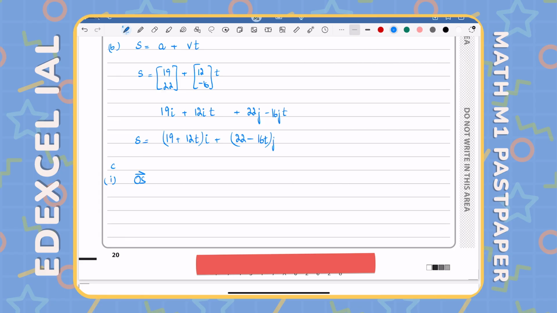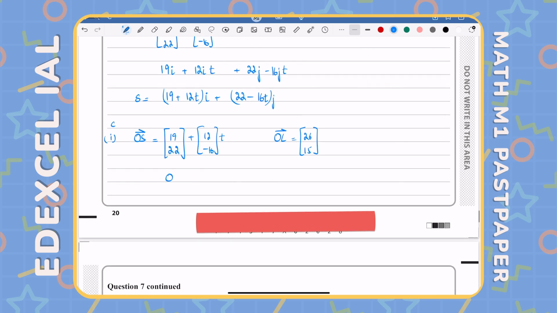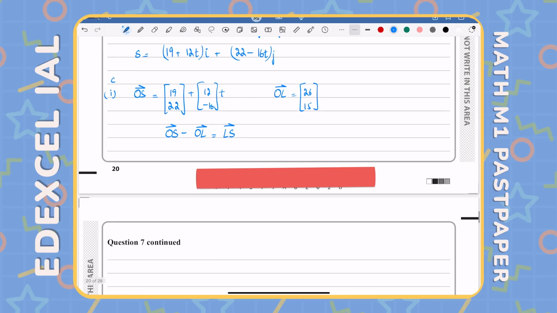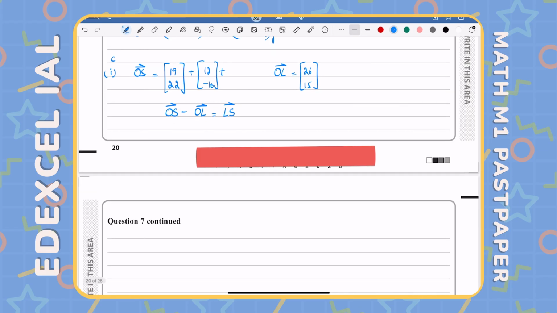So here's OS, which is basically the position vector of the ship at time t. So 19, 22 plus 12 and minus 16 times t. And then OL, which is basically the position vector of the lighthouse. Now, obviously, the lighthouse is stationary, it's not moving anywhere, so it's just going to stay where it is. There is no velocity multiplied by time. Now, if I want to find out how far away they are, all I have to do is subtract the two vectors. You can subtract them in any order, because how far away the lighthouse is from the ship is the same as how far away the ship is from the lighthouse. So if you do the position vector of the ship minus the position vector of the lighthouse, you will get LS.